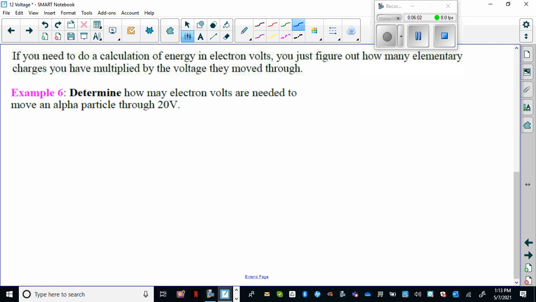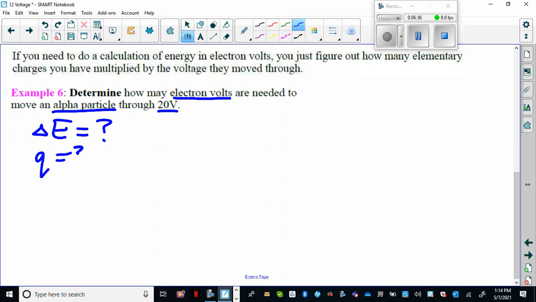Determine how many electron volts, well, I guess you need to know electron volts in general, are needed to move an alpha particle through 20 volts of potential difference. So let's write down what we have. Determine how many electron volts. So what are we looking for here? We are looking for the change in energy. Electron volts are a unit of energy, not a unit of voltage.